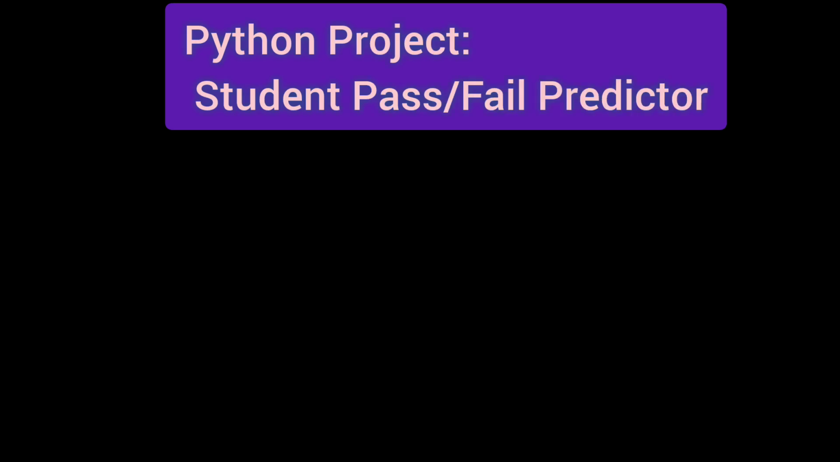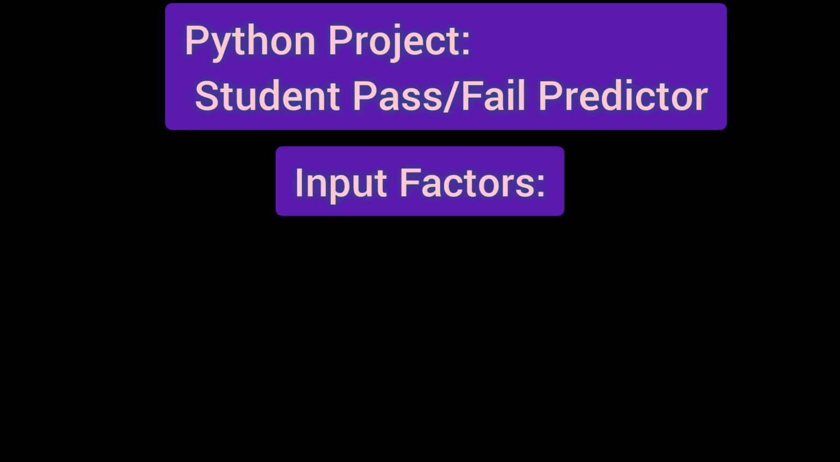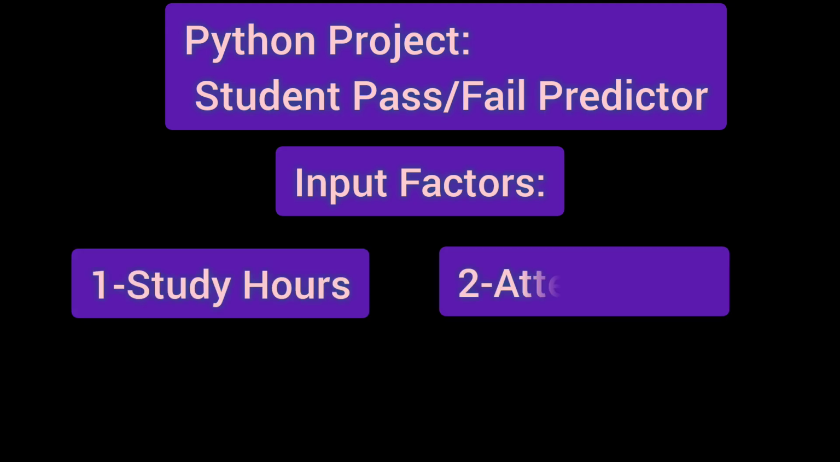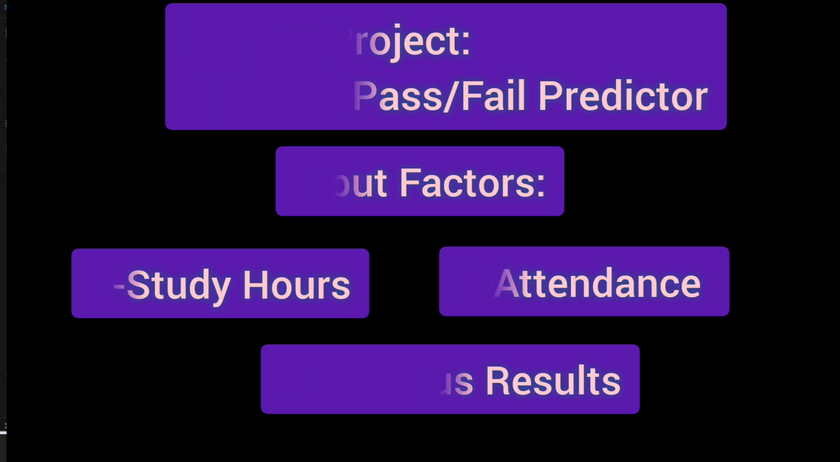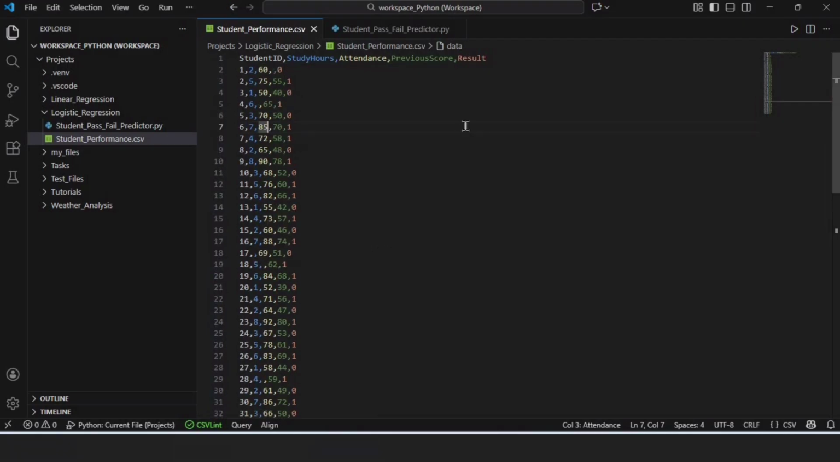In this project, we will build a logistic regression model to predict whether a student will pass or fail based on study hours, attendance, and previous scores. This is a classification problem where the output is either pass or fail, or you can say 1 or 0. Before writing the code, let me show you what the output will look like.